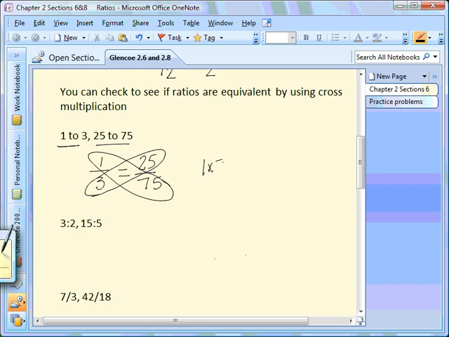We're going to say 1 times 75 is equal to 3 times 25. We solve for both sides of the equation. 1 times 75 is 75. We drop our equal sign in. 3 times 25 is 75. 75 and 75 are equal numbers, so we can leave our equal sign there because, yes, they are equivalent.